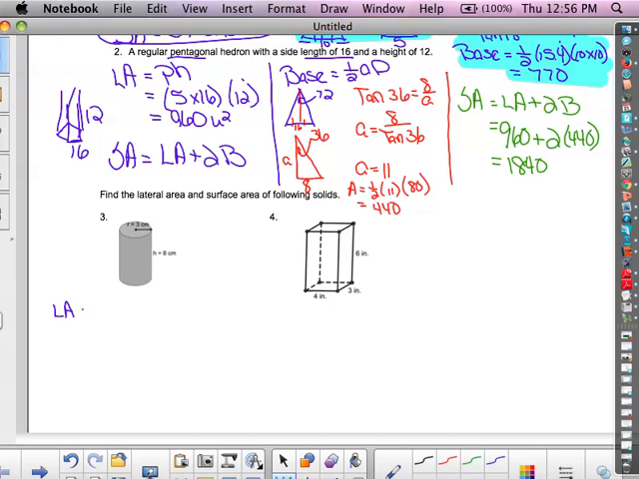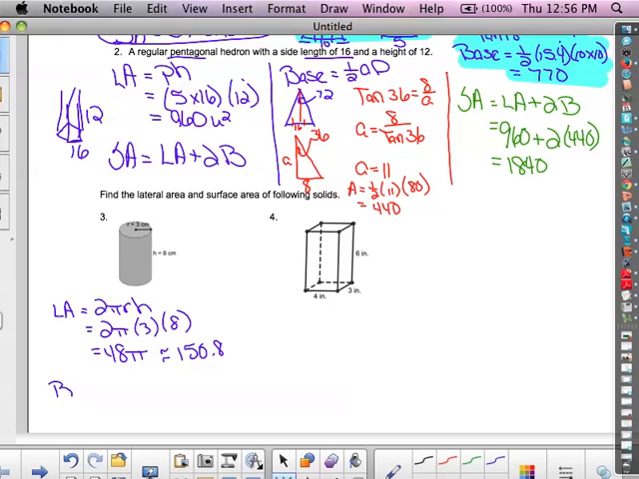Lateral area of a cylinder is 2 pi r(h). So in this case, 2 pi times the radius 3 times the height 8. So that gives me 48 pi. If you don't like, you can leave it as pi, or you can rewrite that as approximately 150.8.